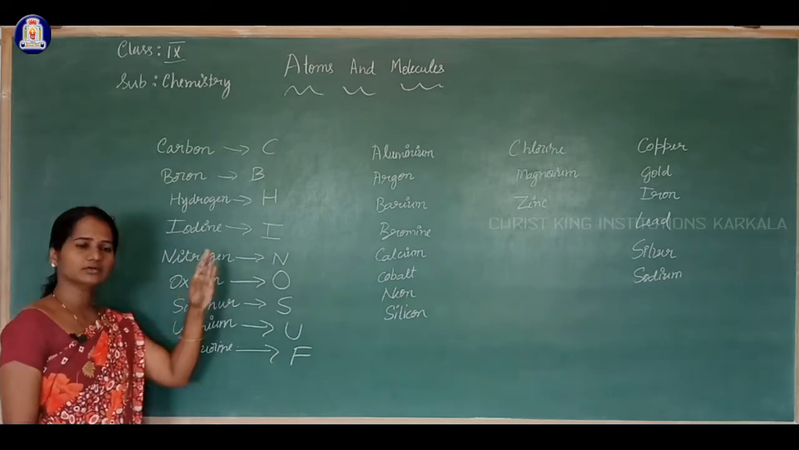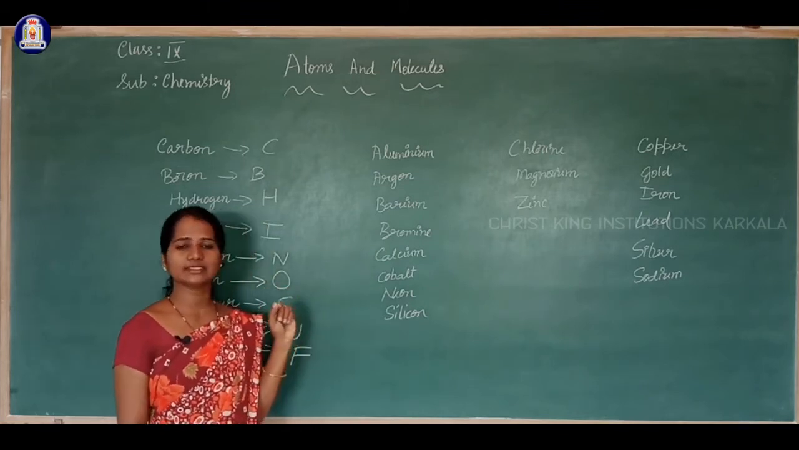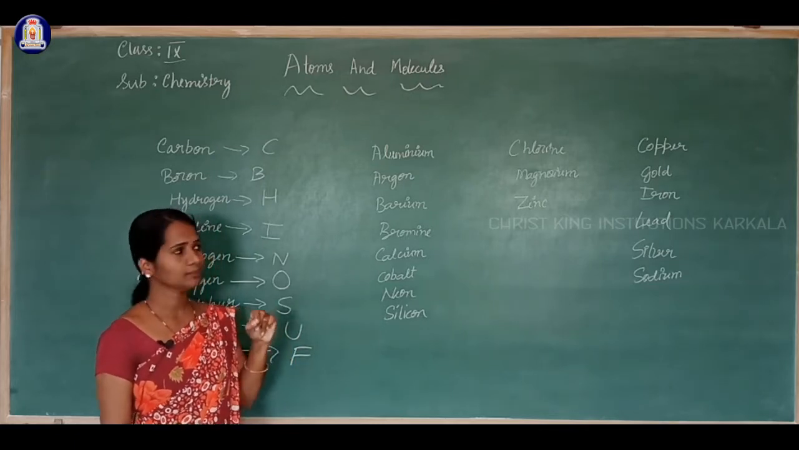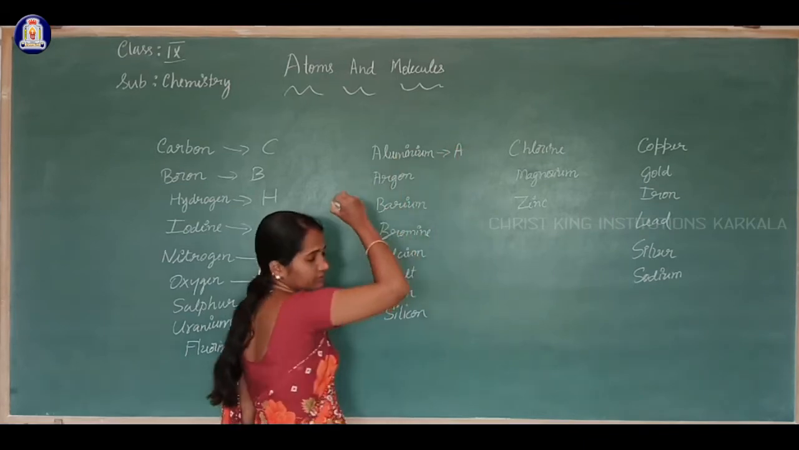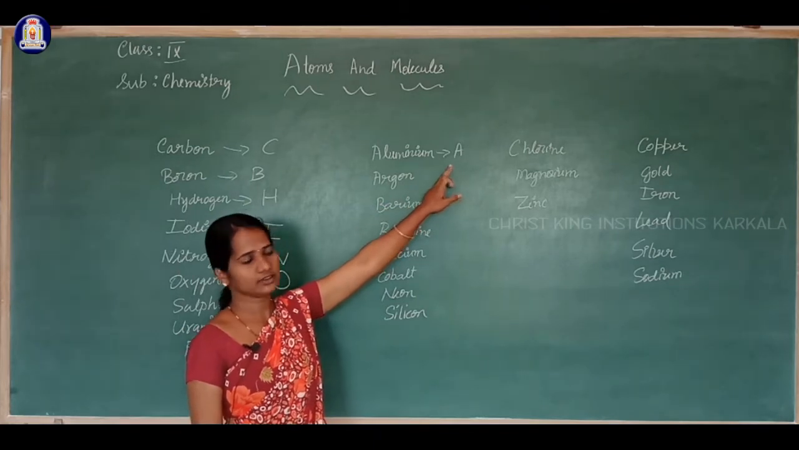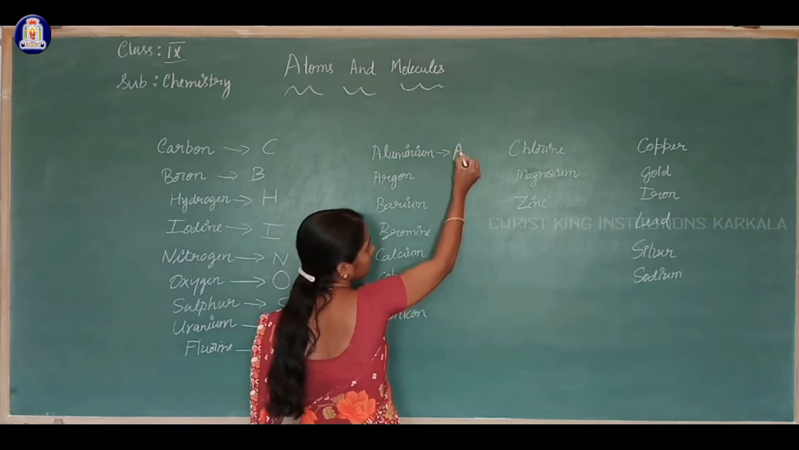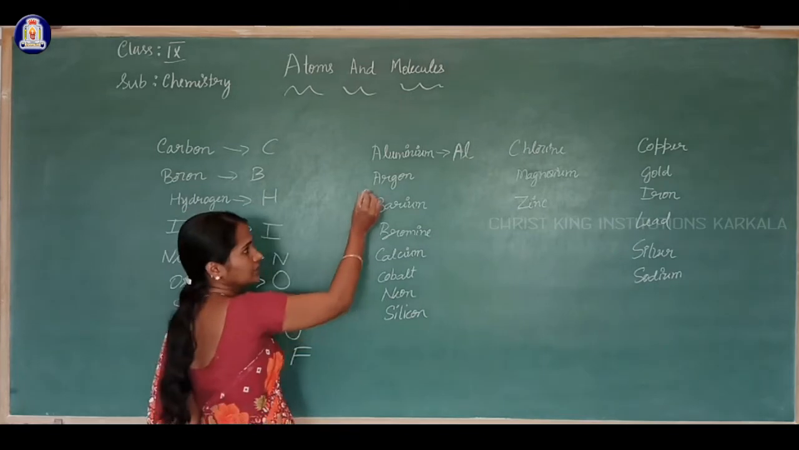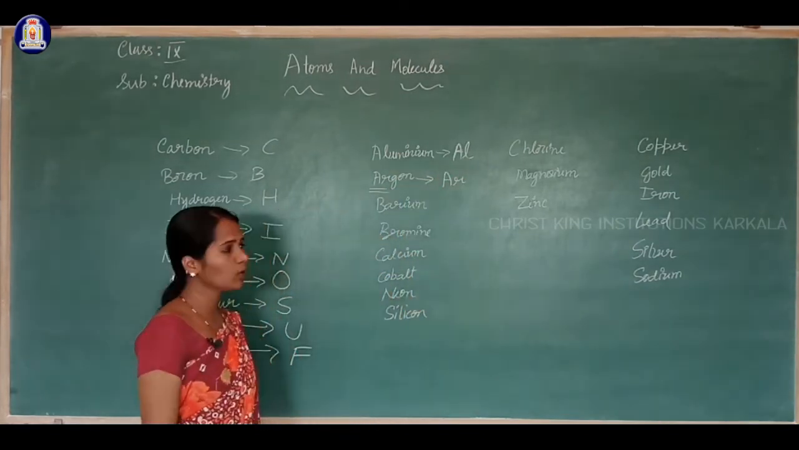Now, for some of the elements, to represent them, along with the first letter we are using the second letter also. But when representing them, the first letter is written as a capital letter, and the second letter should be written as a small letter. So aluminium can be represented as Al. L is a small letter here. Al. The symbol of argon is Ar. A capital, R small letter.